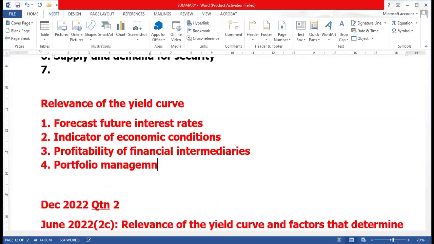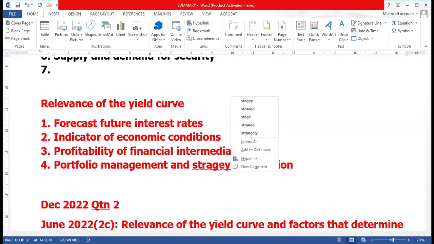Then there is portfolio management and strategy formulation. As a portfolio manager, you have to use this curve structure and manage your portfolios to make sure you align your investments in a specific maturity range. We also have other strategies.